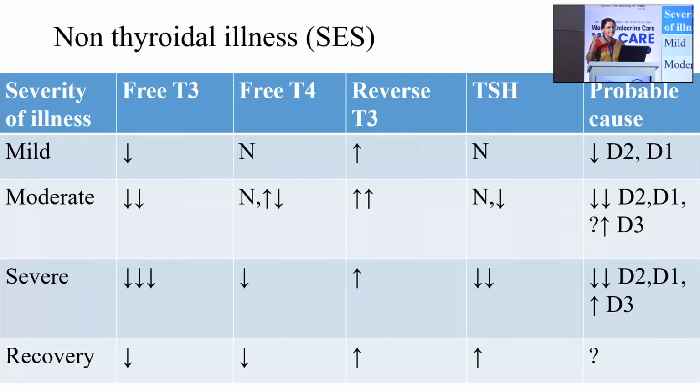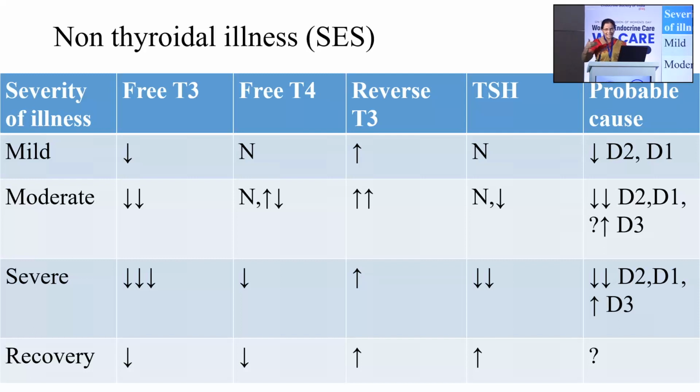What are the deiodinases? D1 will be decreased. D1 is involved in the peripheral conversion of T4 to T3. So there is a decrease in free T3, normal free T4, and reverse T3 may be normal or increased in the initial stages, and TSH is normal. So that is the mild form.